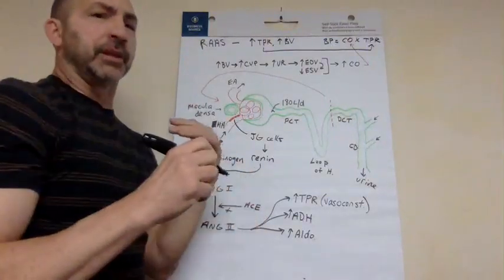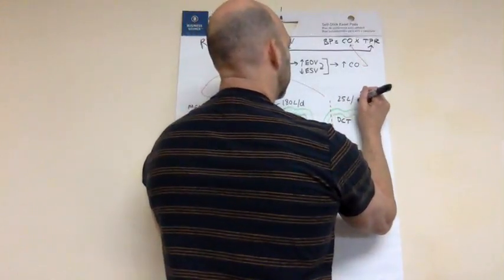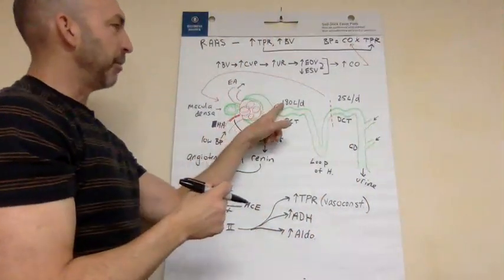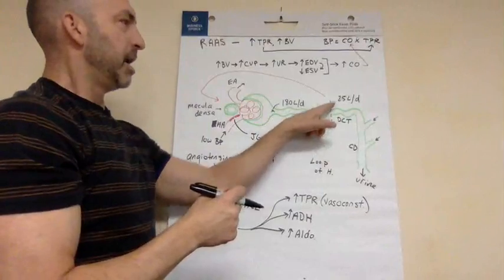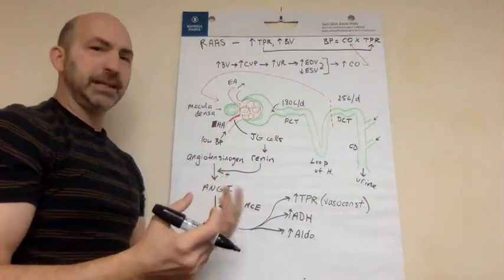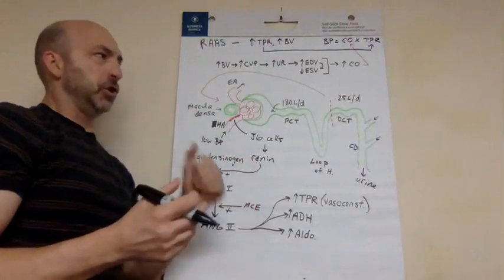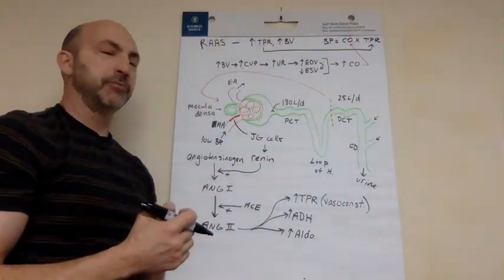Well, about 25 liters per day make it to the DCT, right? We already went down from the 180 that was filtered. In other words, we reabsorb a lot in the early nephron. But 25 liters a day, well, that's an enormous volume, right? So the point here is that if we adjust that rate of reabsorption, we can adjust our plasma volume dramatically.